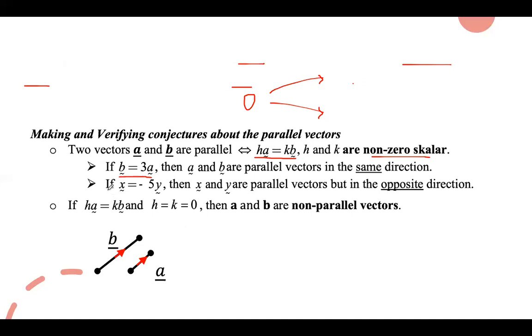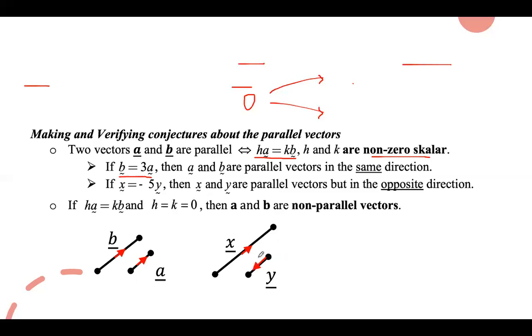The second one is if x is negative 5y, they are still parallel but in the opposite direction. This is the diagram. Okay, x is longer, y is shorter. So y is in this direction, so x will be in the opposite direction, 5 times the magnitude of y. This is C.